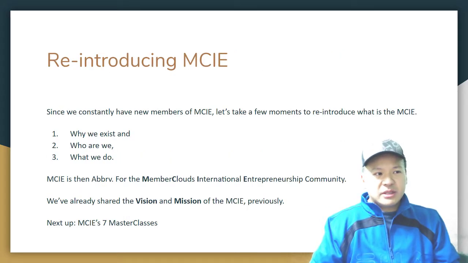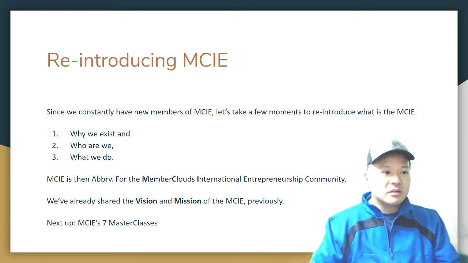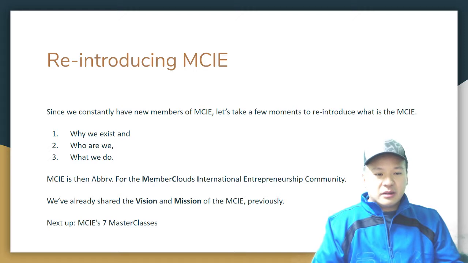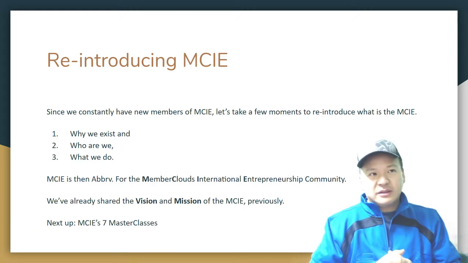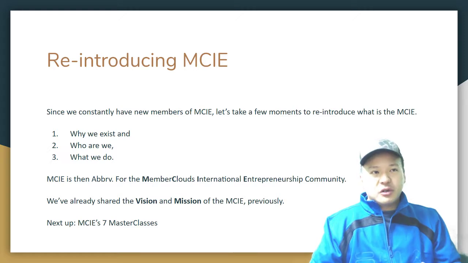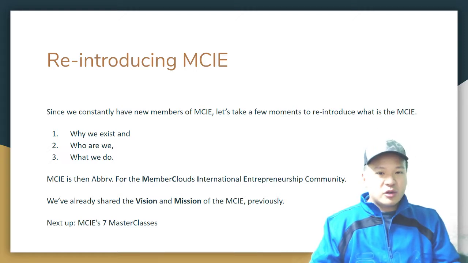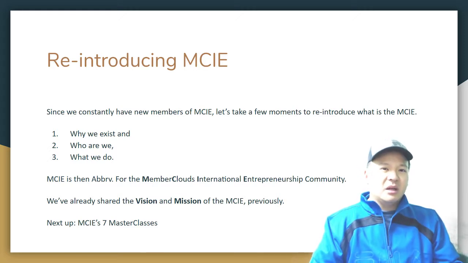Let me just reintroduce MCIE. MCIE is the abbreviation for MemberClouds, International Entrepreneurship Community. It is something I started a couple of years ago because I have a passion to help people start businesses. I see the impending future of how robots, machines and automation are going to replace humans in a lot of traditional work. You need to do something, you need to start your business, whether it's a side business, multiple side businesses or a big main business. Create a business for yourself. You could be a freelancer, you could be all kinds of different things. I'll talk about that in the next slide.